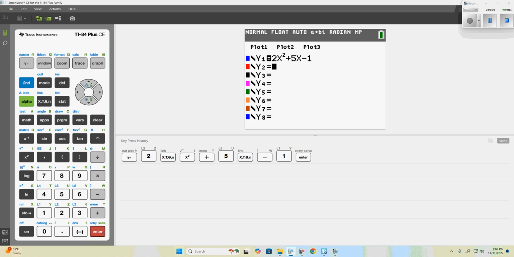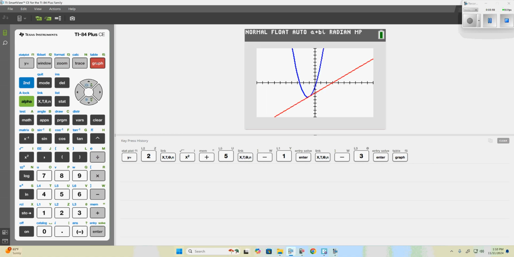Once you get the first equation in, we'll type the second equation in also: x minus 3. X minus 3 is our equation of the line. Our 2x squared plus 5x minus 1 is our parabola. Are we able to get both of these typed in? And we're solving this by graphing, so we need to graph. And we can see here that they do intersect. It might be one point, it might be two points, but the two graphs do intersect.